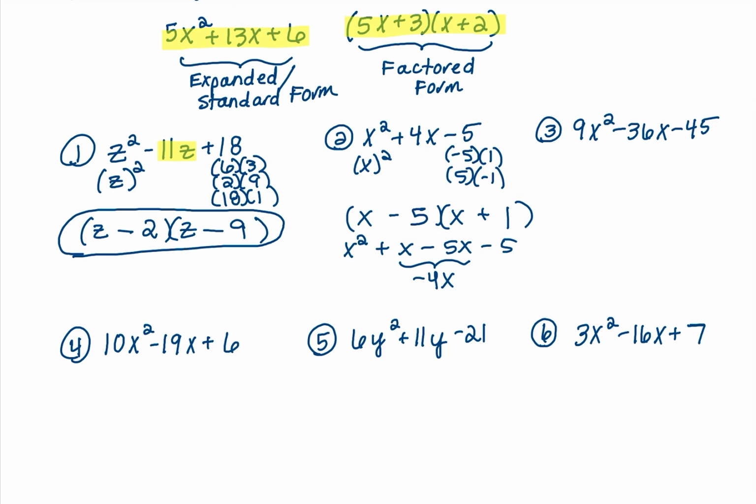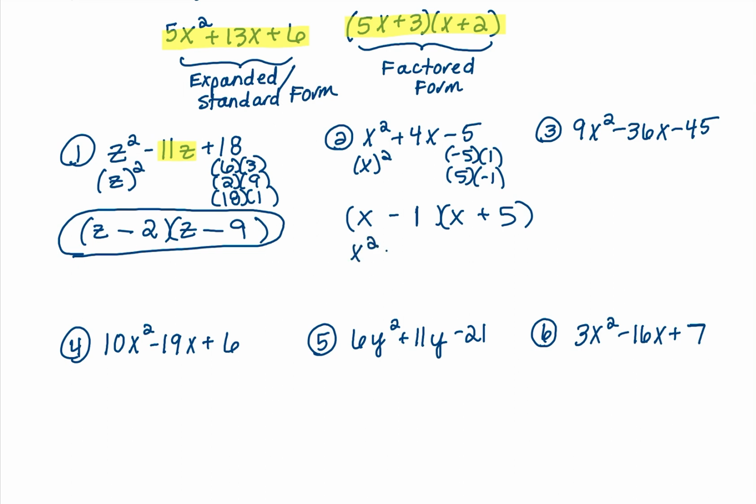Oops, sorry about that. Let's change some things around here. Let's switch those numbers. I'm going to put the 1 with the minus and the 5 with the plus and see if this is correct. So if I multiply x times x, I've got x squared.